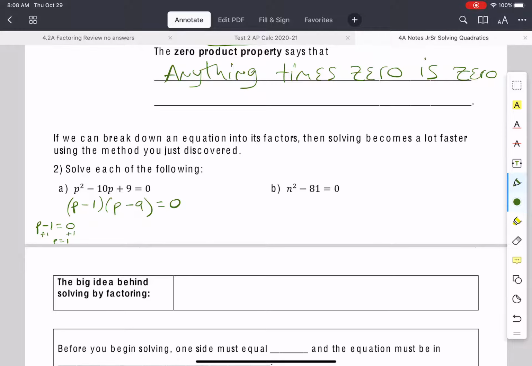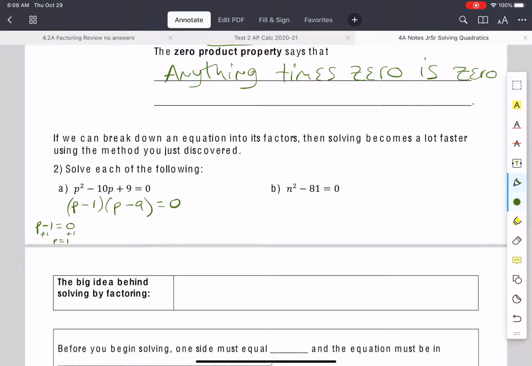If P is 1, what does this second factor equal? Negative 8, right? But that doesn't even matter because if P is 1 and the first factor is 0, 0 times anything is 0. So 1 is one of my answers. That's going to make this equation true, because when I'm solving an equation, I'm trying to make it true.